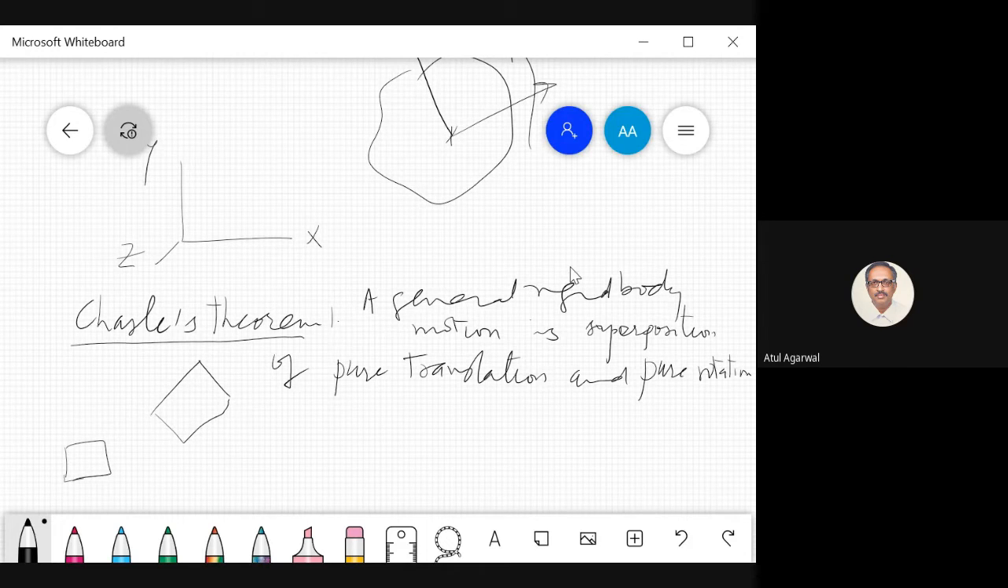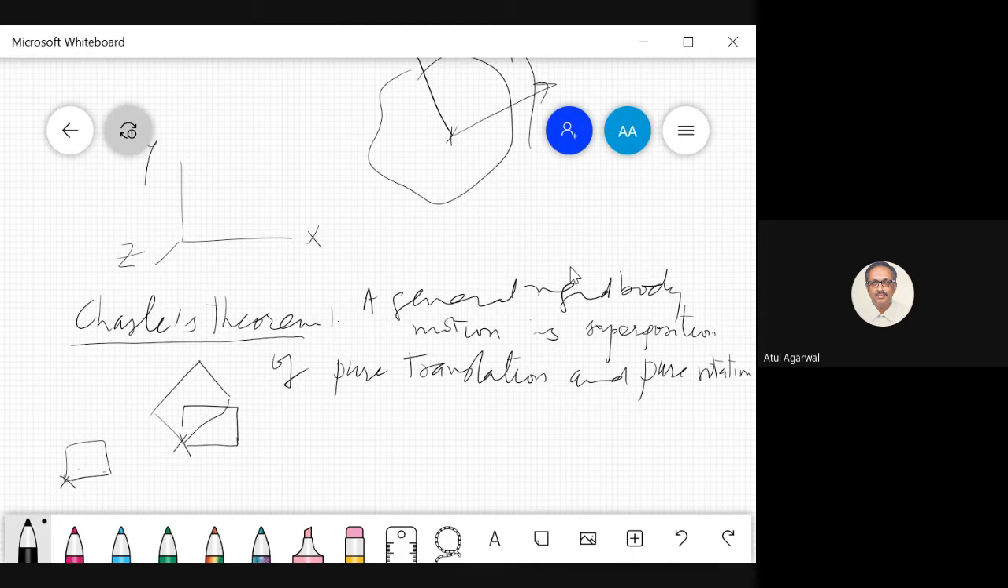So what you do, take any arbitrary point on the body. This is the final position of the arbitrary point in this body. So you give the entire body translation corresponding to translation of this point. So your entire body comes here. So here you have just translated. Pure translation means displacement of every point on the body is same. It is the same vector for translation.